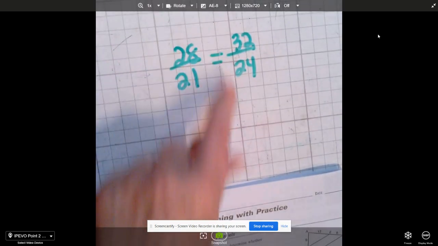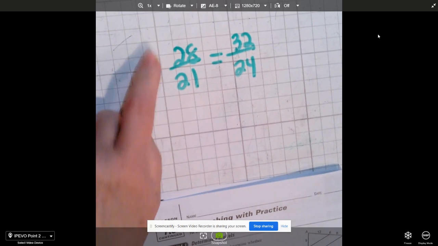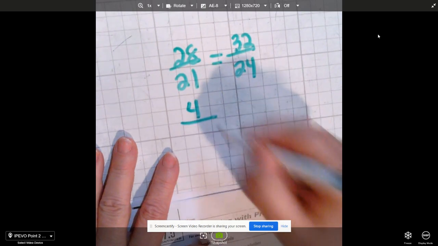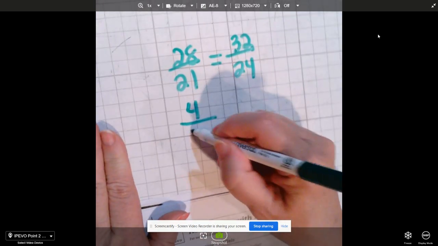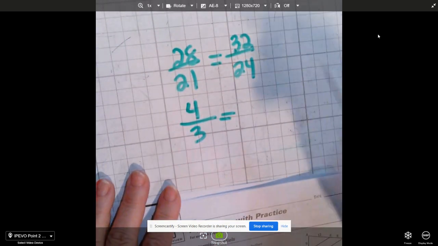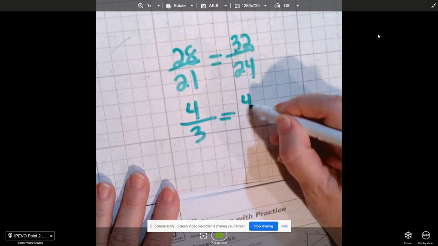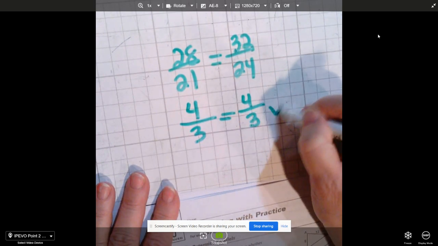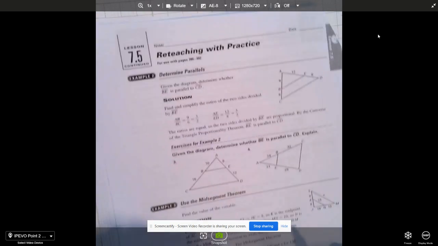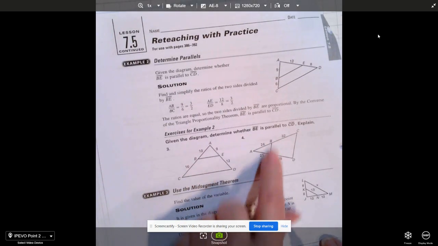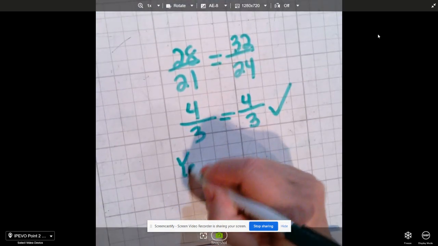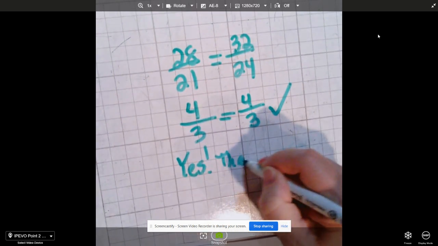I'm going to reduce each fraction. So it looks like on this first one, I can divide both by 7. So 28 divided by 7 would give me 4. 21 divided by 7 would give me 3. And 32 and 24, it looks like I can divide both by 8. So 32 divided by 8 would be 4. 24 divided by 8 would be 3. So now those ratios are the same. 4 over 3 does equal 4 over 3. So then the answer to this question is yes, this side BE is parallel to CD. So yes, they are parallel.